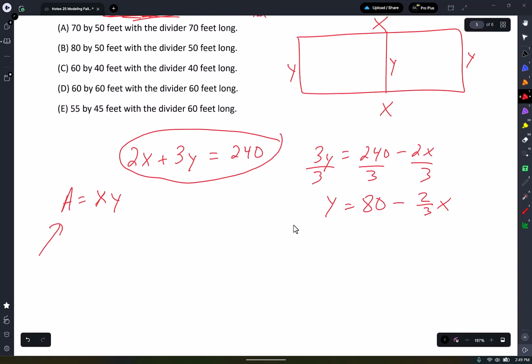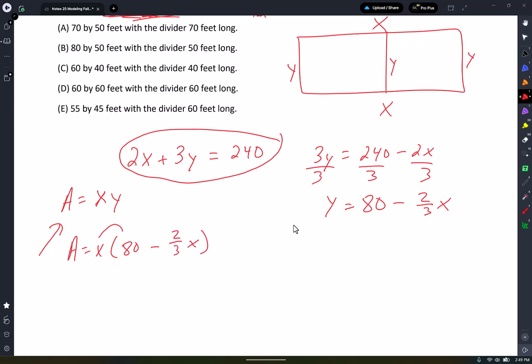All right, here we go. Area equals x, parenthesis, instead of y, I'm going to plug in this: 80 minus 2/3 x, close. I'm just going to distribute. There's no reason to do the product rule. 80x minus 2/3 x squared.